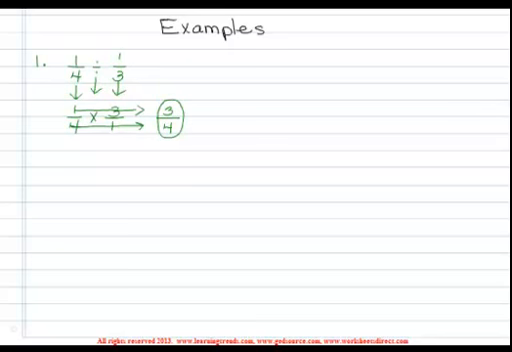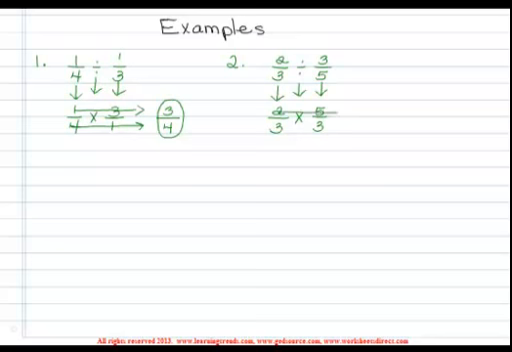Let's try another example. Example number 2. And here we're going to take 2/3 and let's divide that by 3/5. So we're going to follow our steps. Step 1 says keep our first fraction, which is 2/3. Step 2, change our division sign to a multiplication sign. And step 3, we're going to flip or invert the fraction 3/5, and it becomes 5/3. Finally, we're going to multiply and then reduce.